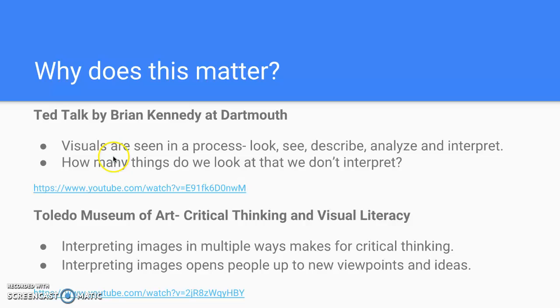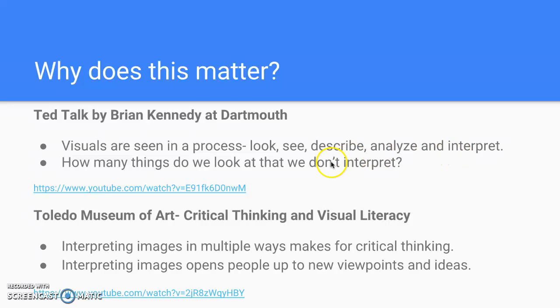So basically his theory is that visuals are seen in a process. We can look at something. Once we look at something, we can actually see it. Once we see it, we can describe it. Once we can describe it, we can analyze what we just described, and then finally we can interpret it. So I loved this because it's kind of like a no-brainer, like, oh yeah, I guess we do that.